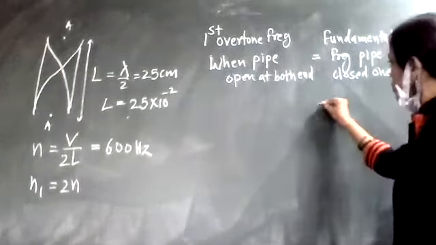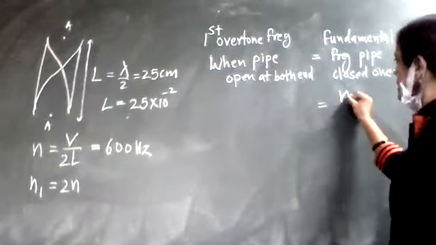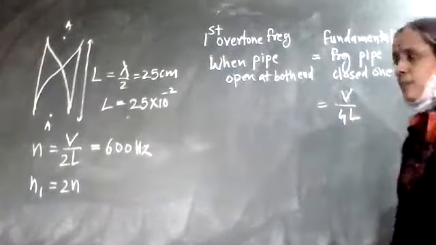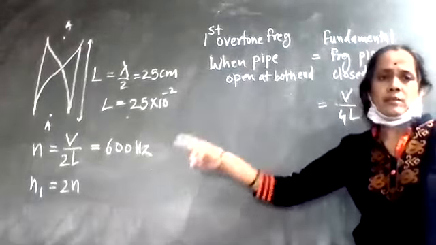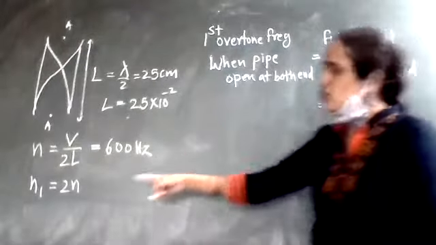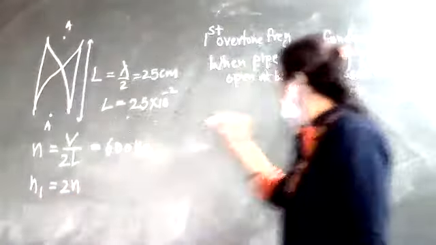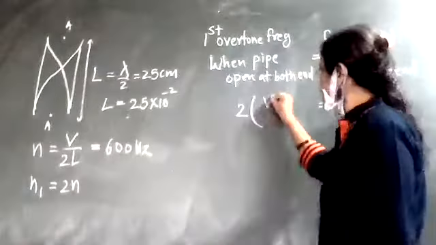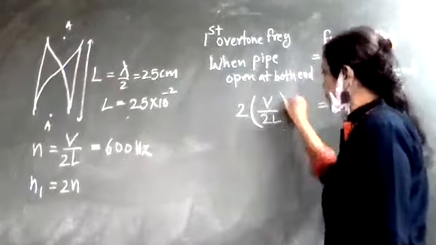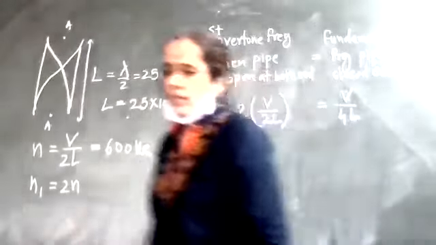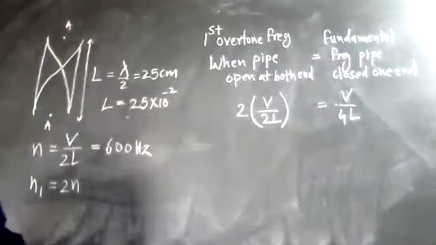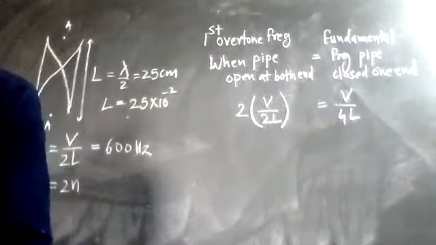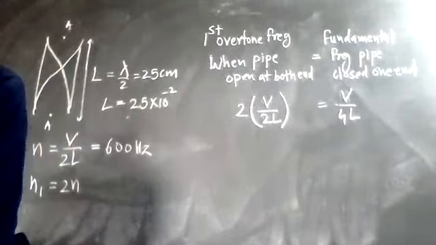Now when the pipe is closed at one end, its fundamental frequency N is nothing but equal to V by 4L. And when the pipe is open at both the ends, its first overtone frequency N1 is equal to 2N, and N when the pipe is open at both the ends is V upon 2L. Is it right? So now this is given. What you have to find out is how long the two pipes are.